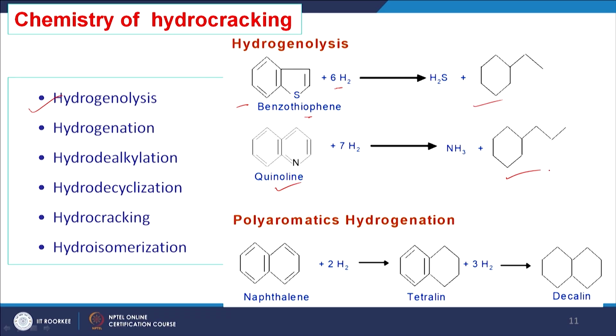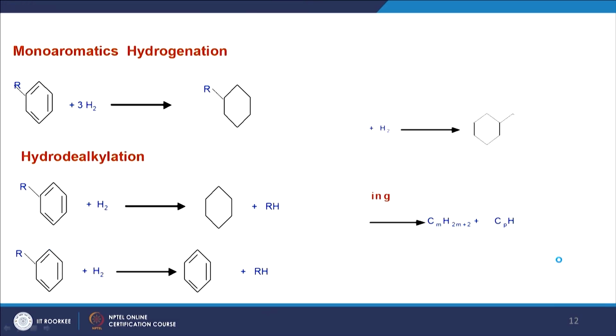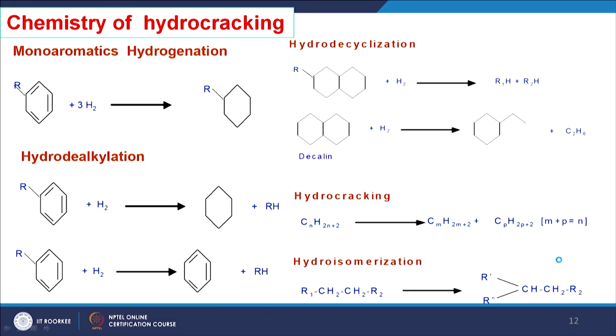Then hydrogenation, say polyaromatics hydrogenation. So, we have one naphthalene. If we add hydrogen, this unsaturation will be removed. So, in one ring it is shown, and in the second step again both the rings' unsaturation is removed. So, that way hydrogenation can take place, or hydrodealkylation can take place. Hydrodealkylation can take place here, say this is one aromatic hydrocarbon, we are adding hydrogen. Then we are getting hydrogen addition here plus dealkylation also taking place, the alkyl group is removed from this ring. So, this type of reaction can also take place.